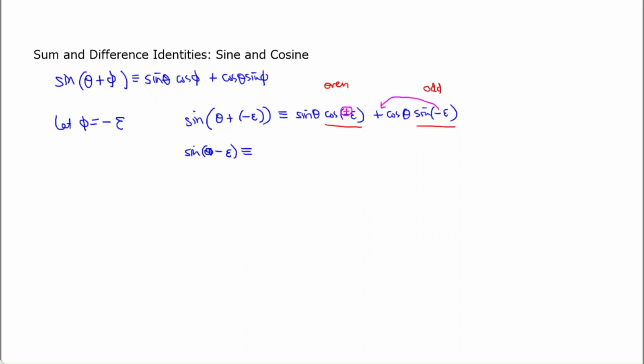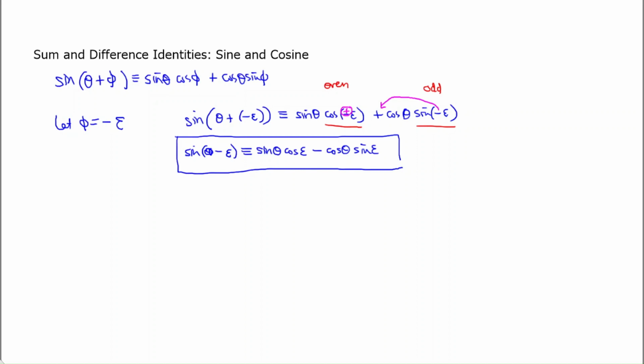All right, so what does that mean right here? We have sine theta cosine epsilon minus cosine theta sine epsilon. Okay, and there we go. This is our sine difference identity. All right, so we've got all four of them. One of them is from a previous video, and three more right now. Okay, so there you go.